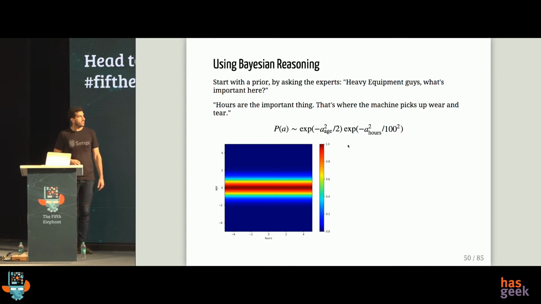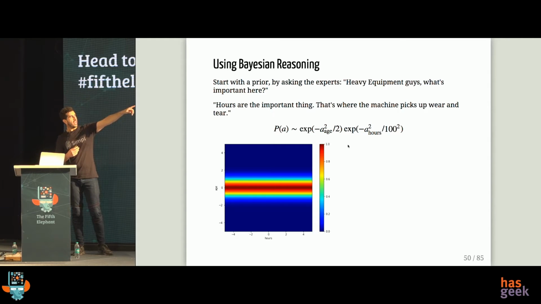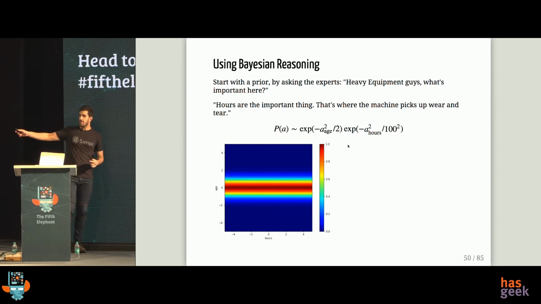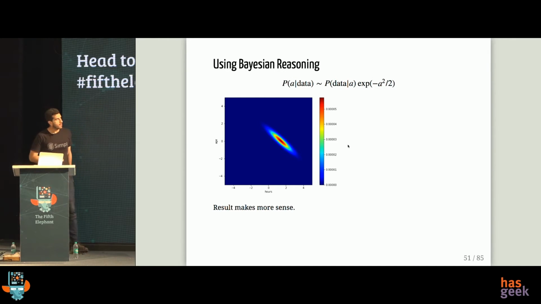So what I did is, I took a prior. I took his opinion, and I turned it into math. And the math says age doesn't matter a lot, but hours matter quite a bit. So the coefficient on age should be close to 0. The coefficient on hours can be large. It can't be infinite, but it can be large. Then I compute a Bayesian posterior, which is the likelihood times the prior.